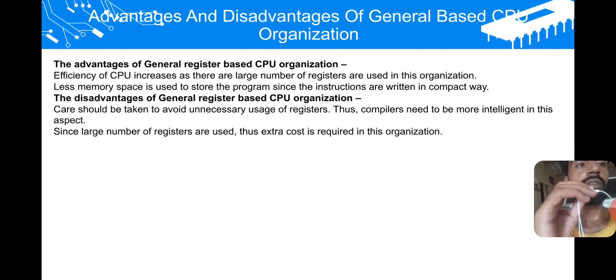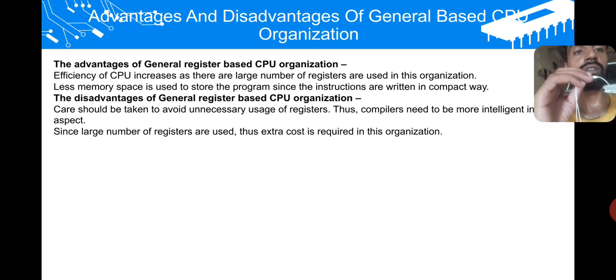Advantages and disadvantages of general register based CPU organization. The advantages: the efficiency of the CPU increases as a large number of registers are used in the organization, and less memory space is used to store the program, since the instructions are written in a compact way. The disadvantages: care should be taken to avoid unnecessary use of registers, thus the compiler needs more intelligence. Also, since a large number of registers are used, extra cost is required for the organization.